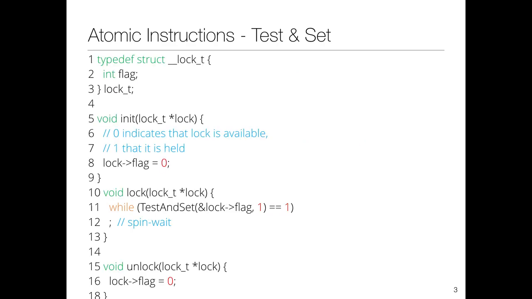We saw how to build a simple lock using test and set, where the main condition is to test and set the flag variable. If the earlier value was 0, this will move out of the while loop and set the flag to 1. Otherwise, if the value was already 1, test and set will return 1 and we'll keep on spin waiting.